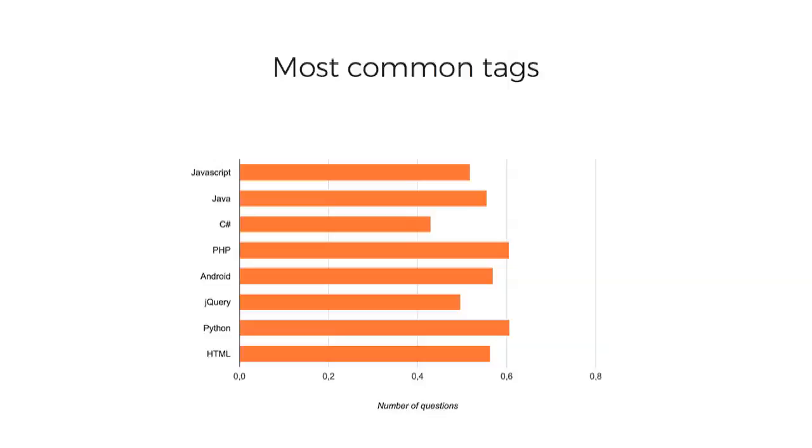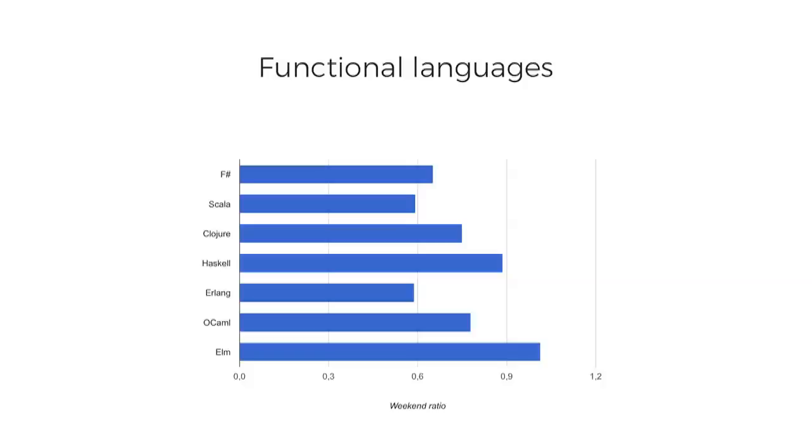And this is a comparison for functional languages, because of course I'm doing F#, which is a functional language. And actually the most weekend thing among functional languages, I included Elm. And everyone likes to play with Elm because it has such nice friendly error messages. If you haven't looked at it, it's a functional language that compiles into JavaScript and you can run it on the web. And it has a coefficient larger than one, that means people are asking more questions on the weekend, so everyone likes to play with it.